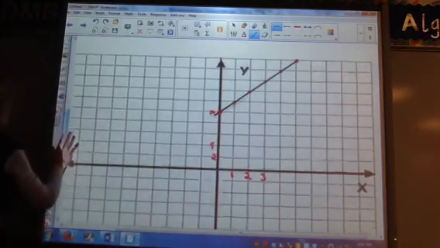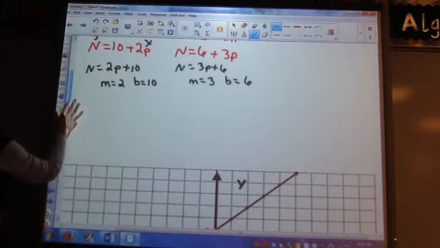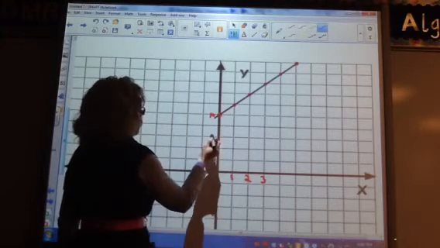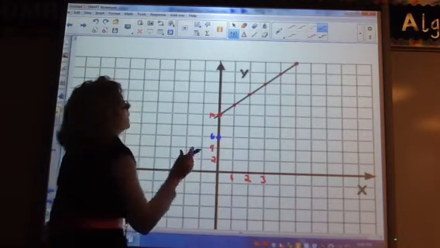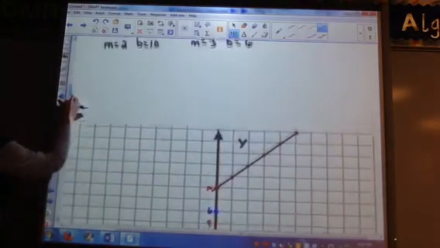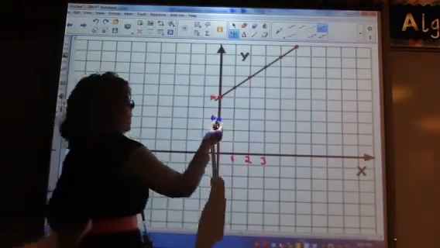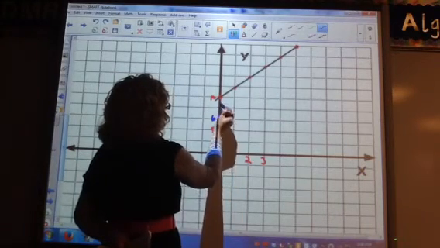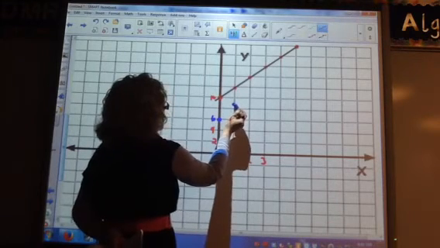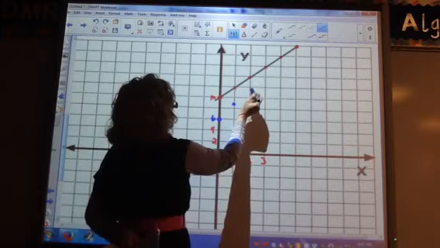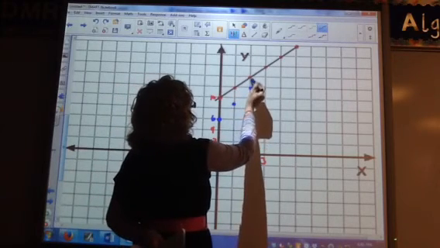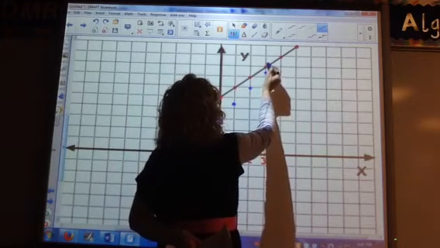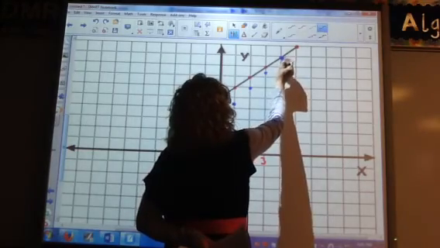All right, and then my second equation, what was that? My y-intercept is 6, my slope is 3. So 2, 4, right here 6, y-intercept, and my slope was 3. So from here, I go up 3, that's 1, 2, 3, right 1. Go up 3, right 1. Go up 3, right 1. Go up 3, right 1. Looky there. It's where they intersect.